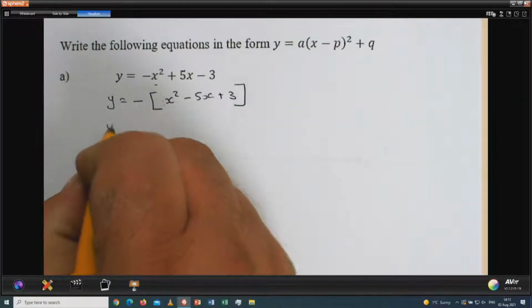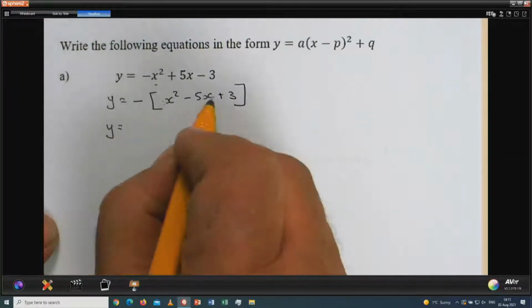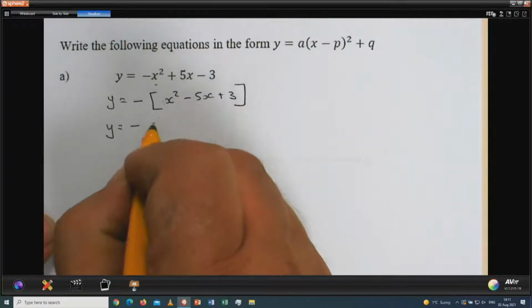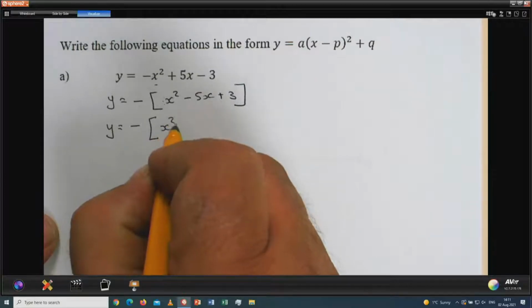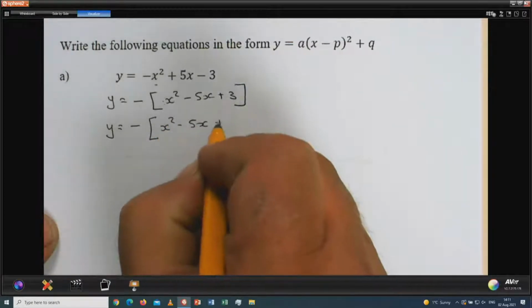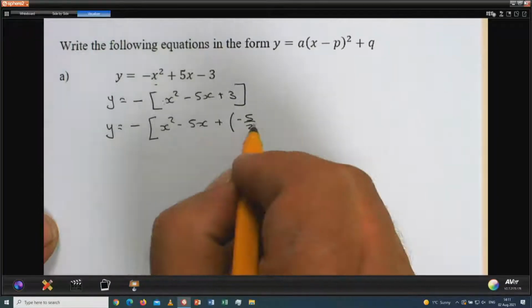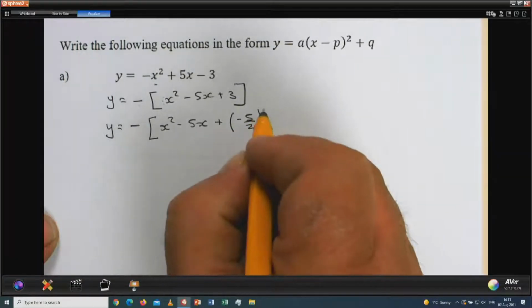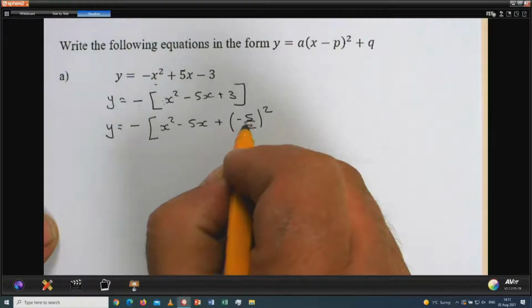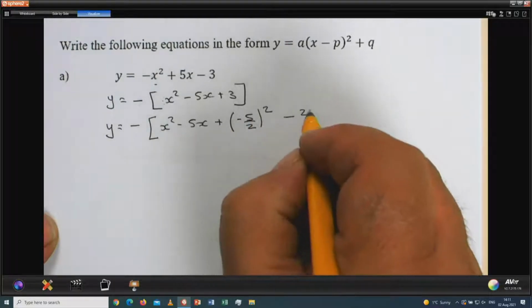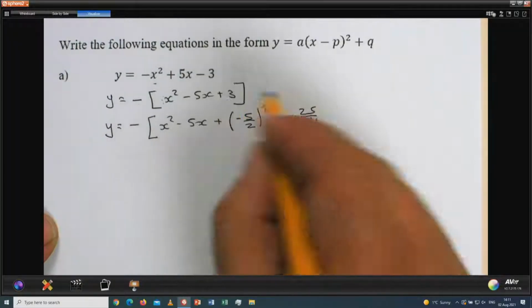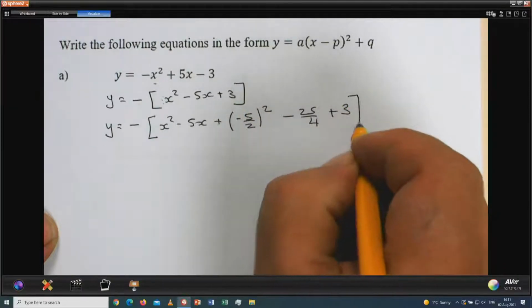So now we say y is equal to, in this case, we keep the first two terms, x squared negative 5x, and we add half the coefficient of x. Now the coefficient of x is negative 5. Half of it is negative 5 over 2, squared. If we added 25 over 4, we subtract 25 over 4, and that plus 3 remains.